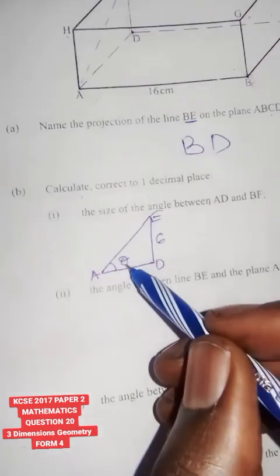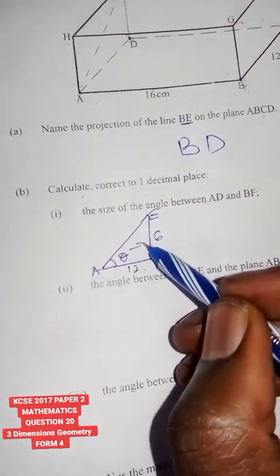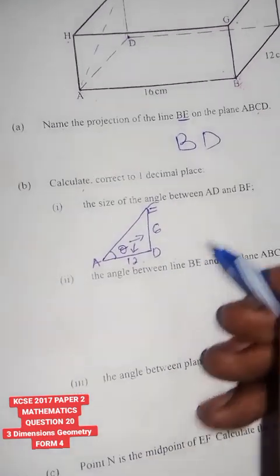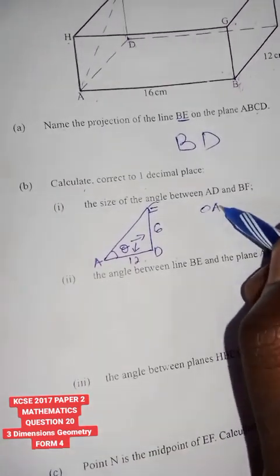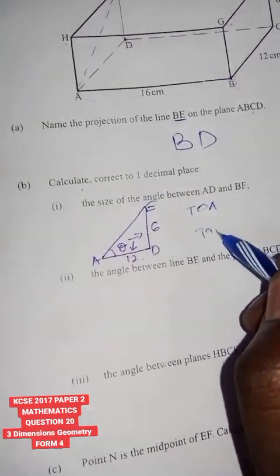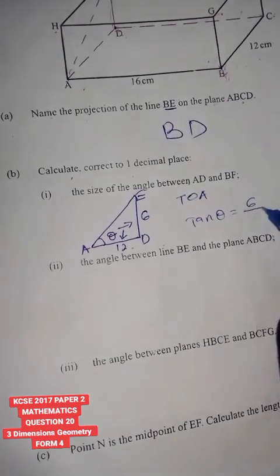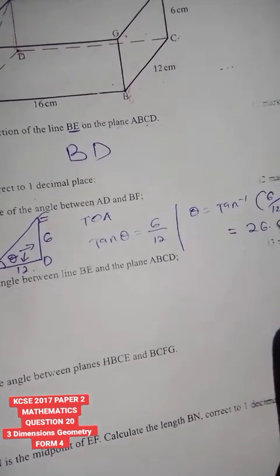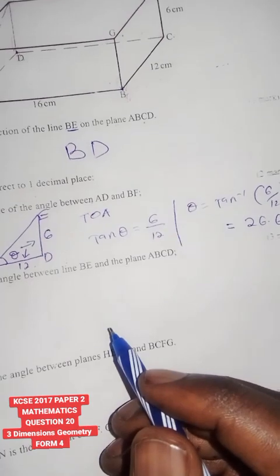So the size of this angle, because this is opposite, and there we have adjacent under trigonometry. So opposite and adjacent goes with tan. Therefore, tan theta is equal to opposite over adjacent. Therefore, the angle theta will be the tan inverse of 6 over 12, which is a half. Therefore, tan inverse of that, we have 26.6 degrees.